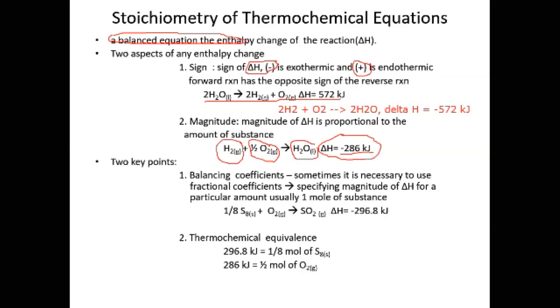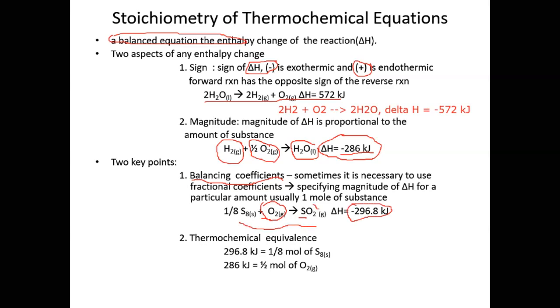Now, two key things you need to remember with thermochemical equations is that sometimes when you're balancing the coefficients, you may have to use fractions, because one of the reactants or products needs to have 1 as a coefficient. So for example, in this reaction of sulfur and oxygen to produce SO2, we put a 1/8 in front of S8 so that there's a 1 in front of O2 and a 1 in front of SO2. So that means for every 1 mole of O2 that is reacted, we produce 296.8 kilojoules of heat. For every 1 mole of SO2 that we produce, we produce 296.8 kilojoules of heat. So don't be alarmed if you see fractions as coefficients. Typically they do this when they want one of the reactants or products to have a coefficient of 1.